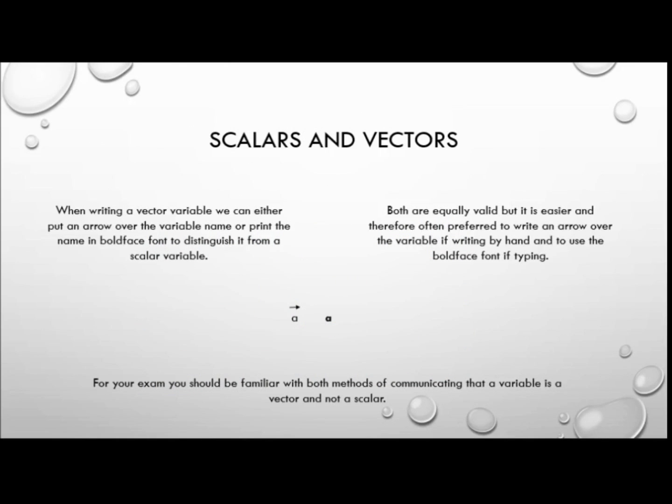Now when writing a vector variable, we can either put an arrow over the variable name or print the name in boldface font to distinguish it from a scalar variable. Both are equally valid, but it's easier and therefore more often preferred to write an arrow over the variable if writing by hand, and to use the boldface font if typing. But that's not a hard and fast rule, it's just more convenient. For your exam, you should be familiar with both methods of communicating that a variable is a vector and not a scalar.